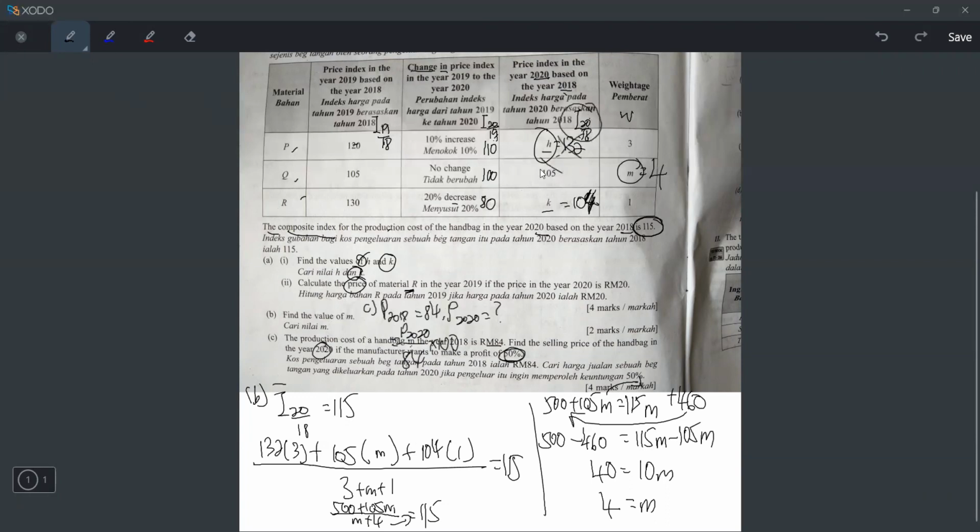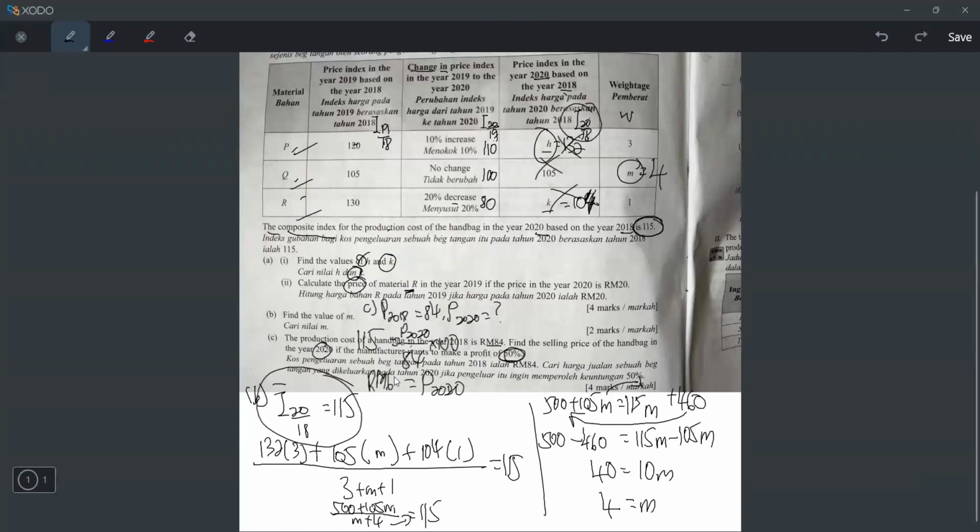But I cannot masuk this one, because the soalan never mentioned P, Q, or R. If you read again, they never even mention P, Q, R. It means I have to take the average. It means this is the one I masuk, the average, the I dash, the 115. So I will masuk 115 here. So can I find the price in 2020 now? Yes, I just tekan 115 divide 100, which is 1.15 times 84. RM 96 ringgit 60 cents.